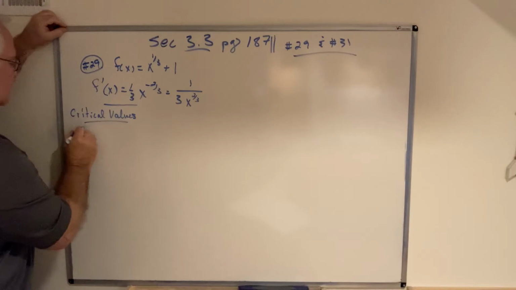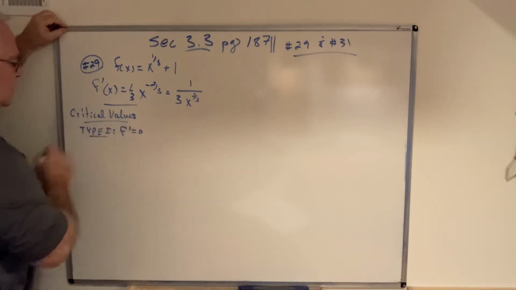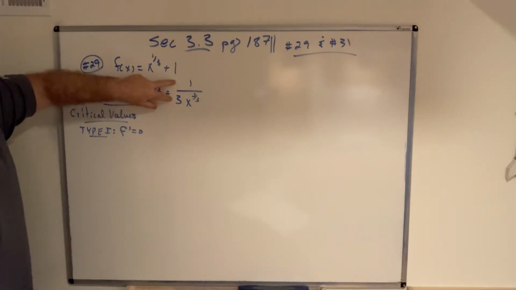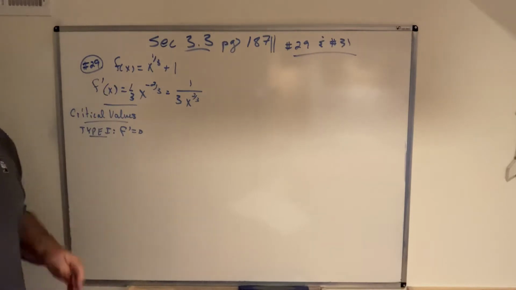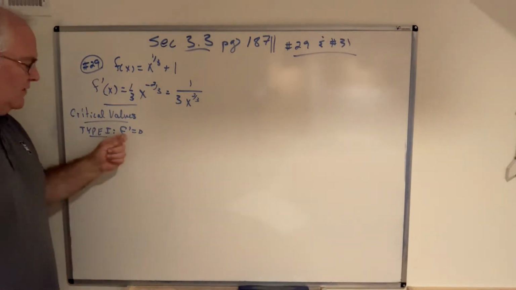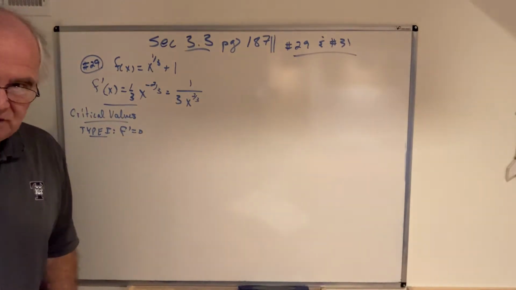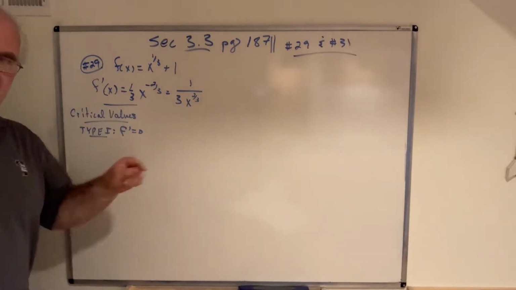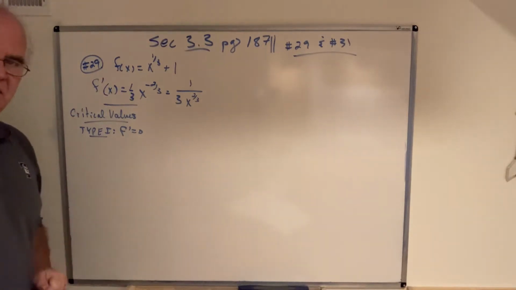And we need to find type 1. That's where the derivative is equal to 0. Now, remember, our derivative here is a fraction. So setting a fraction to 0, for our purposes, is equivalent to setting the numerator to 0. A fraction is equal to 0 anywhere the numerator is equal to 0. And then we also need to find where the fraction is undefined. The fraction is undefined anywhere the denominator is equal to 0. So type 1 critical value, set numerator to 0. Type 2 critical value, here in just a moment, set the denominator equal to 0.